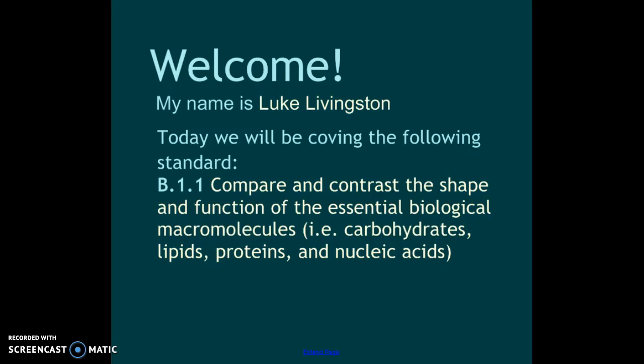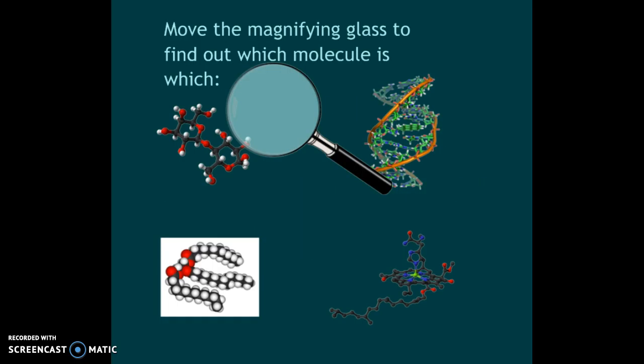Smartboard activities. Today we'll be covering the following standard. Compare and contrast the shape and function of the essential biological macromolecules, i.e. carbohydrates, lipids, proteins, and nucleic acids. So after reading that standard, we know that one of these is going to be a carbohydrate, one of these is going to be a nucleic acid, one of these is going to be a protein, and one of these is going to be a lipid.